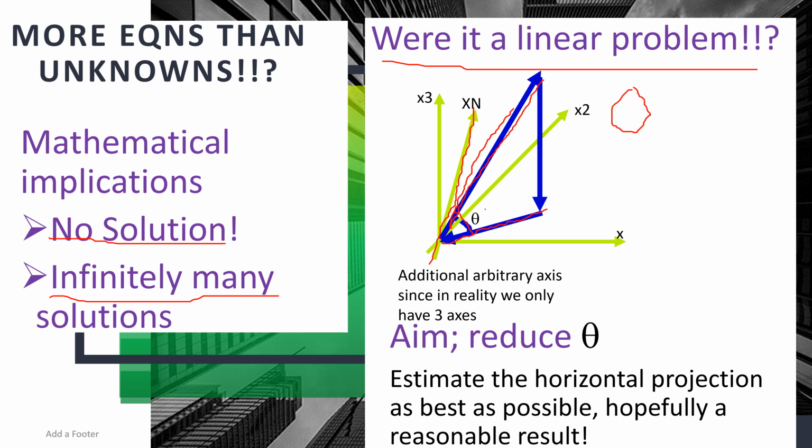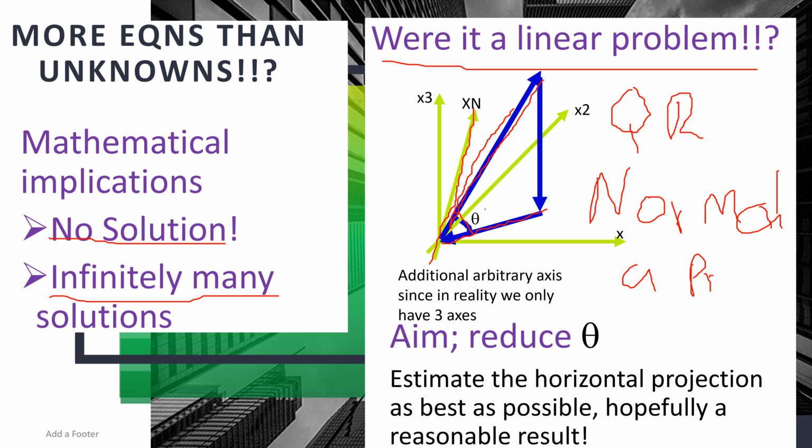For linear situations, we have what we call QR substitution, and then we have the solution by normal approximation.